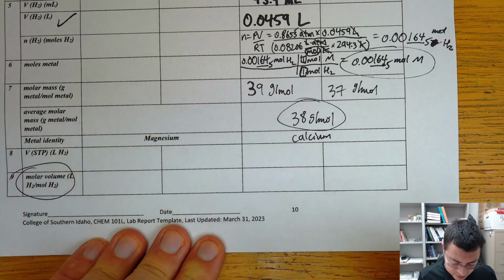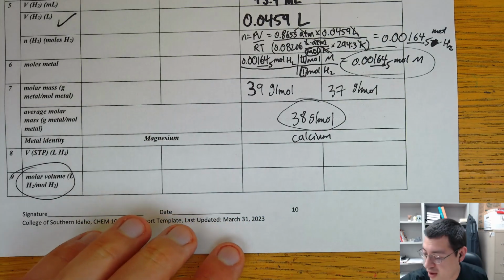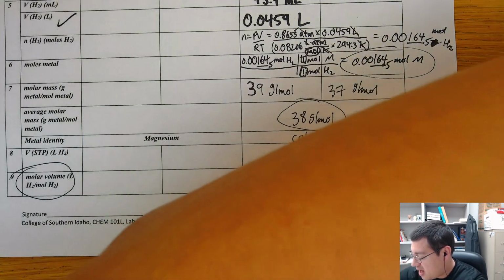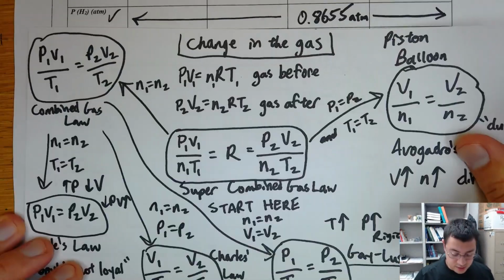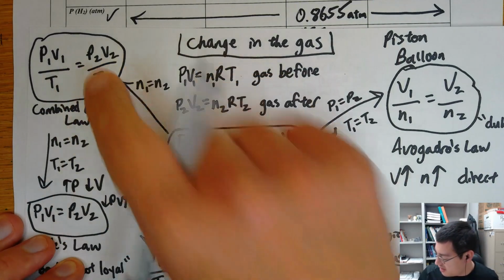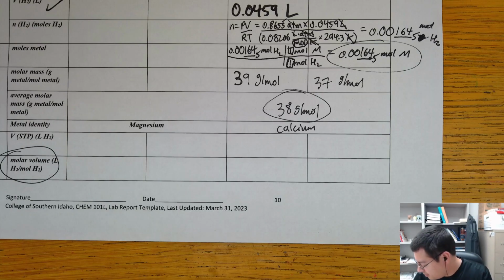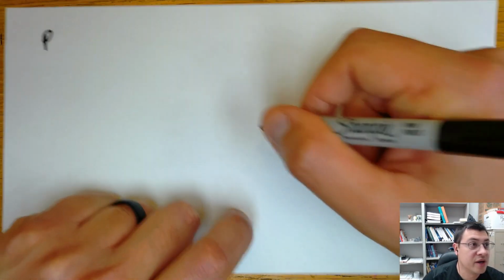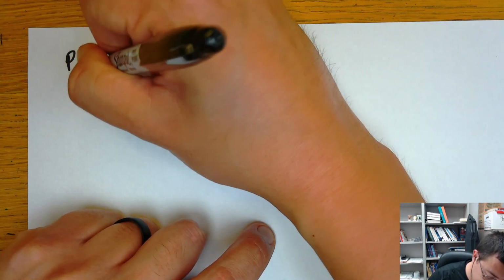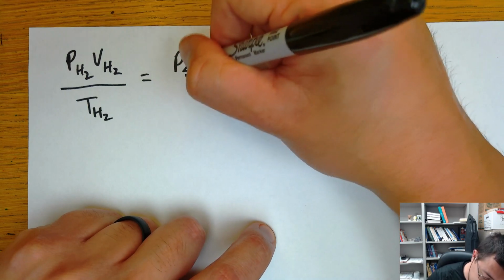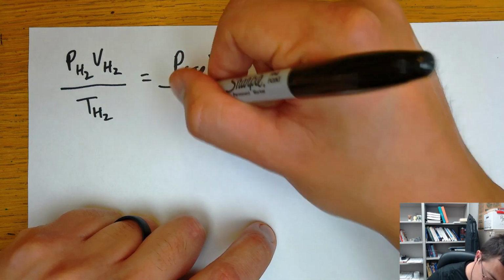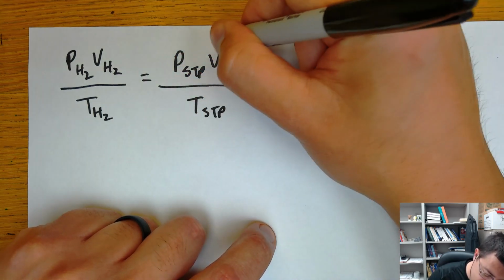So we have to do this so-called STP calculation. So that goes back to the beginning of the video, where we talked about the different gas laws and whatnot. And so we're going to use the combined gas law. And we're going to rewrite it this way. Same thing, just different labels. We're going to have P H2 V H2 T H2 over P STP V STP T STP. And they want you to solve for this one.